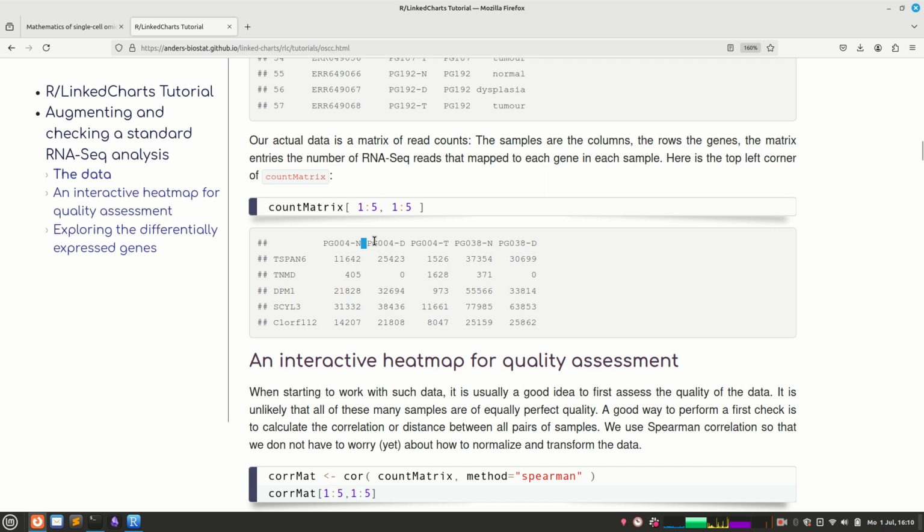For example, here the normal, the dysplasic, and the tumor tissue of patient 4, and then normal, dysplasic, and tumor tissue of patient 38, and this way it goes on all to the end. And for each of the genes we have numbers. You notice the numbers are much higher than they used to be.